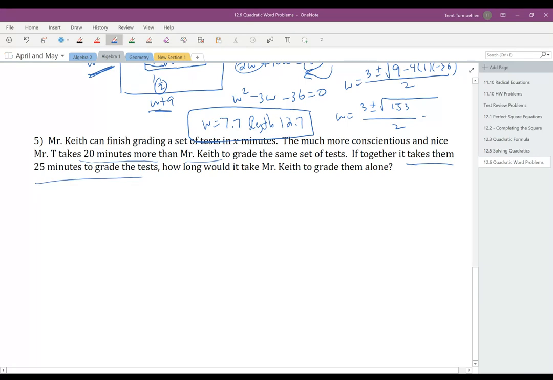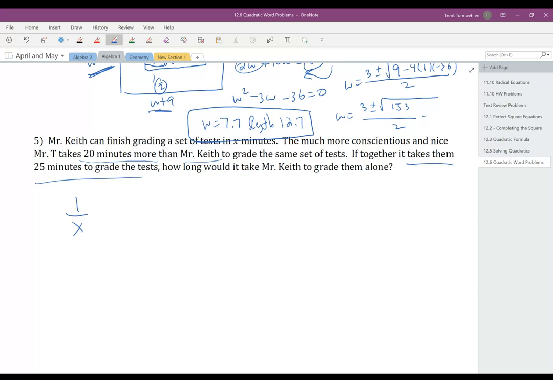Well, if you remember, there's a couple ways to do this. The way I like to do it is the amount that Mr. T gets done in 1 hour plus the amount that Mr. Keith gets done in 1 hour equals the amount they get done together in 1 hour. So Mr. Keith does 1 over X. That's how much he can get done in 1 hour.